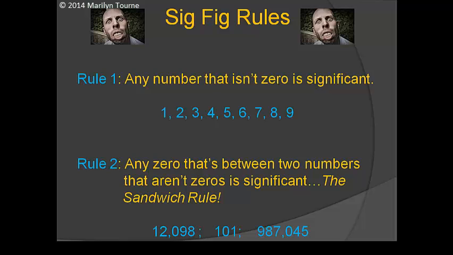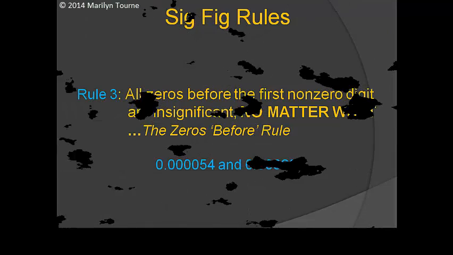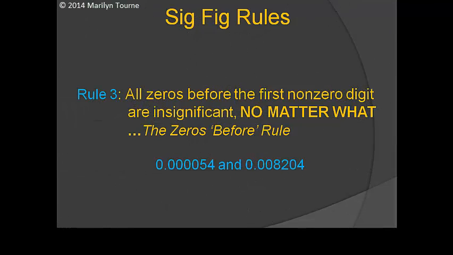The same goes for the second example, 101. That has how many significant digits? I hope you said 3. And the last one, 987,045. Well, I hope you guys answered that last one correctly. If you don't know what the answer is, we can talk about it in class.